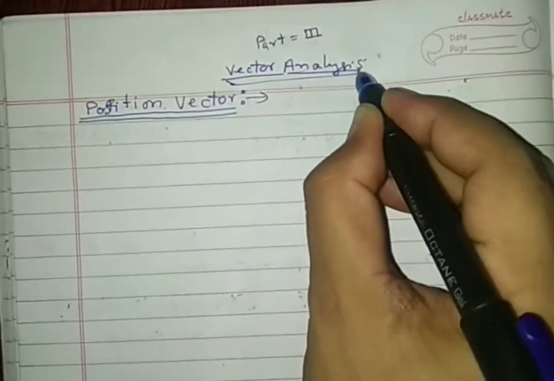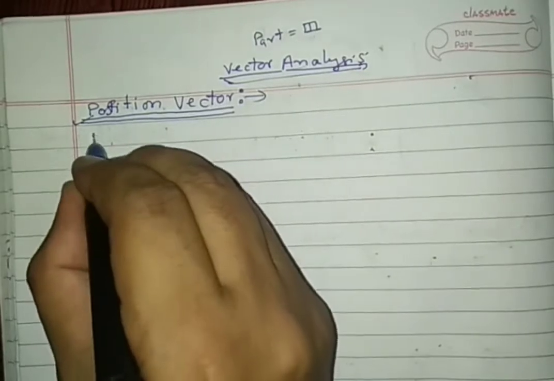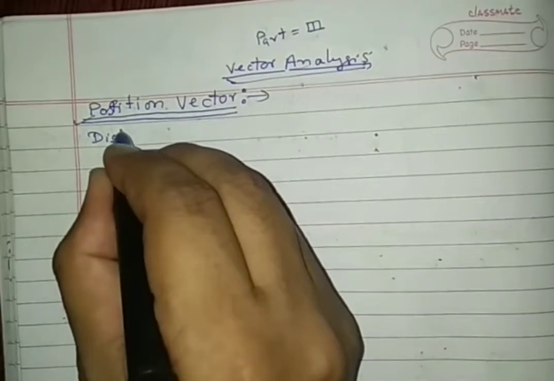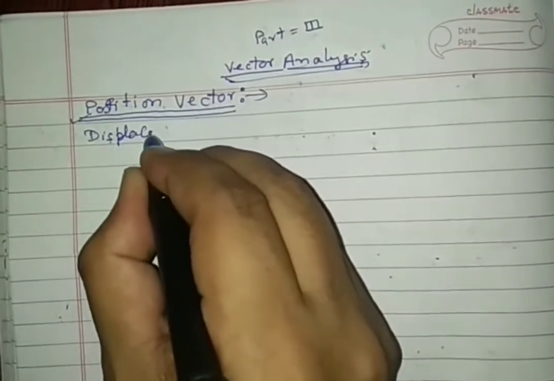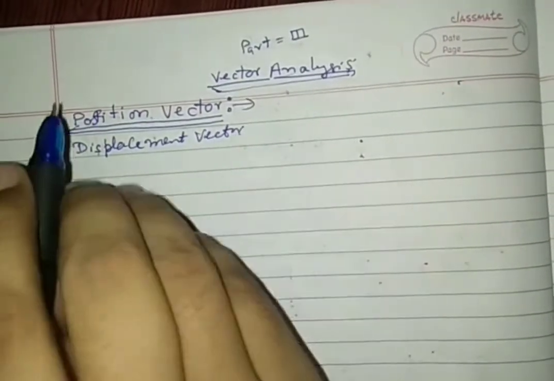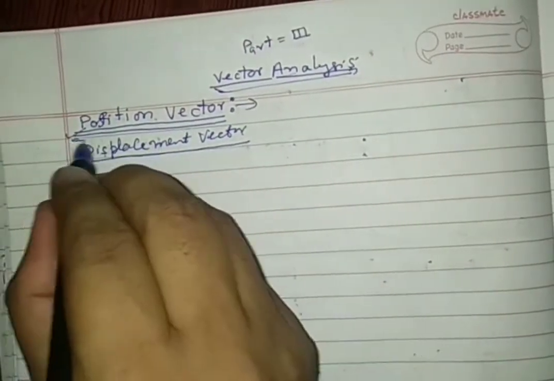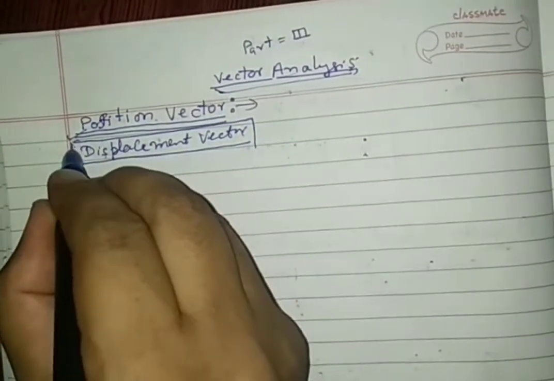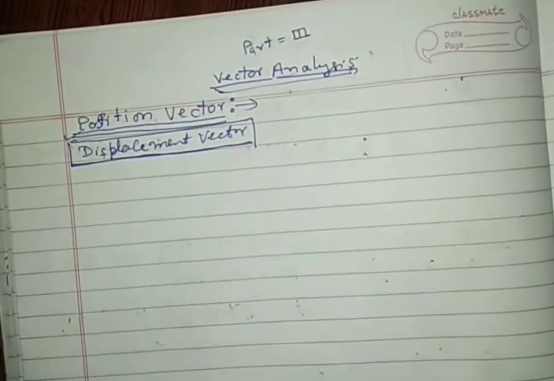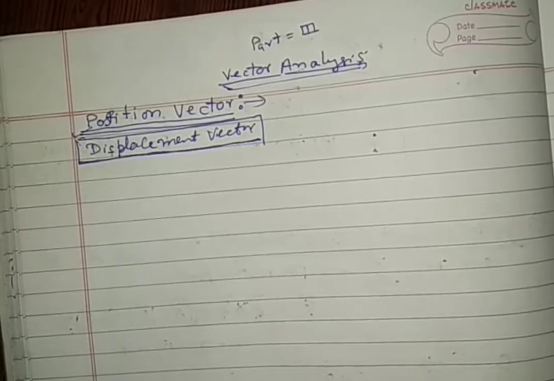In this part 3, we will see two terms, one position vector and another displacement vector. What is a position vector and what is a displacement vector? See carefully.